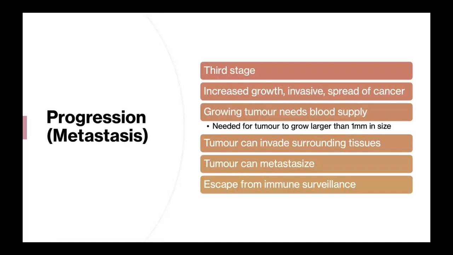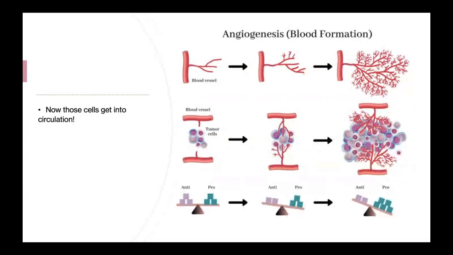This is where suddenly the tumor is growing and it's spreading and it's invading other areas. It's going to start getting more of a blood supply because it needs to grow. It's going to invade the surrounding tissues. It may or may not metastasize, and obviously it has escaped immune surveillance.